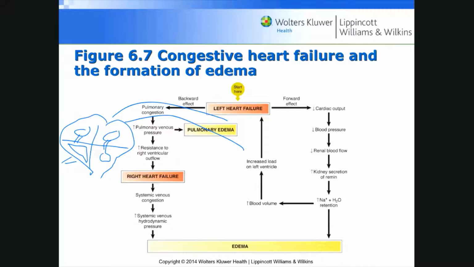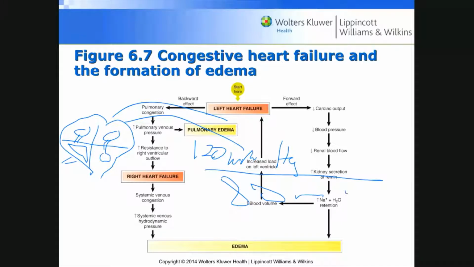So the hydrostatic pressure on this side is 120 millimeters of mercury over 80 millimeters of mercury. This is systolic and diastolic pressure. I'm sorry, it kind of doesn't work too well.